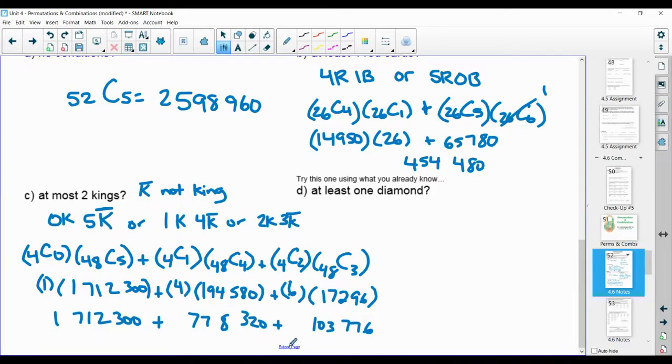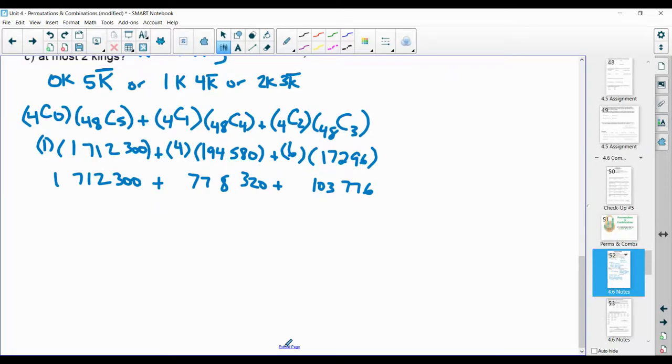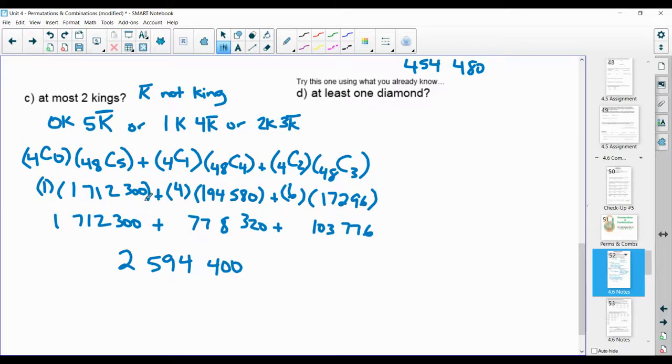And so if we add all of those numbers together, we're going to have 2,594,400. So obviously these questions involve quite a bit of mathematical work in terms of your calculator. So there's a lot of calculator use here, lots of opportunities to make silly mistakes. So always go back and double check your calculations.